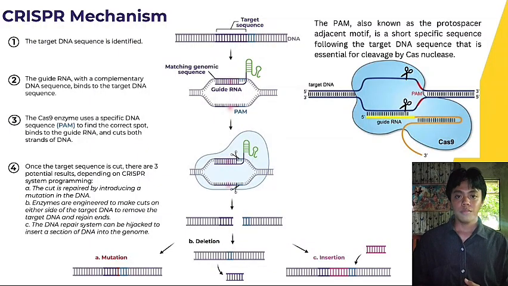Number 2. Guiding the scissors. The gRNA acts like a GPS, leading the Cas9 enzyme to the exact location on the DNA. The gRNA and Cas9 form a complex ready to make a cut. Number 3. Cutting the DNA. The Cas9 enzyme is the scissors. It waits for the gRNA to guide it to the right spot. Once there, Cas9 makes a precise double-strand break in the DNA.